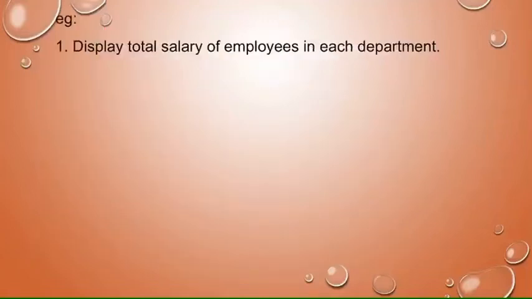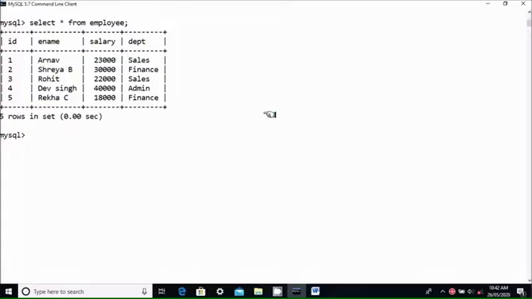Now we can check one example. Display total salary of employees in each department. We have a table called employee which involves the details of employees with 3 departments. So our question is to find the total salary of employees in each department. We have already learned to calculate the total salary by using aggregate functions. So we can write the query as select sum of salary from employee.